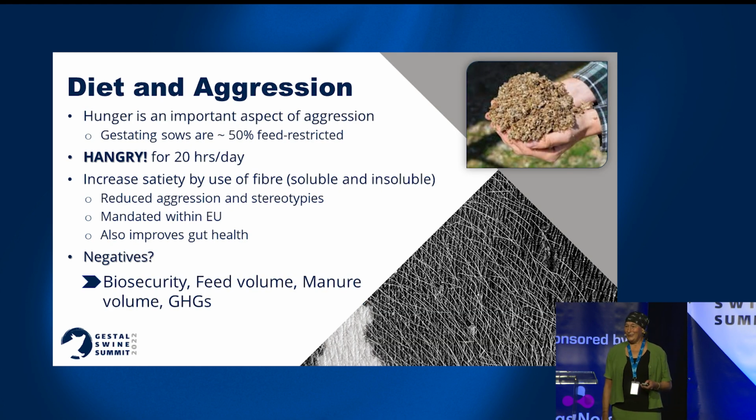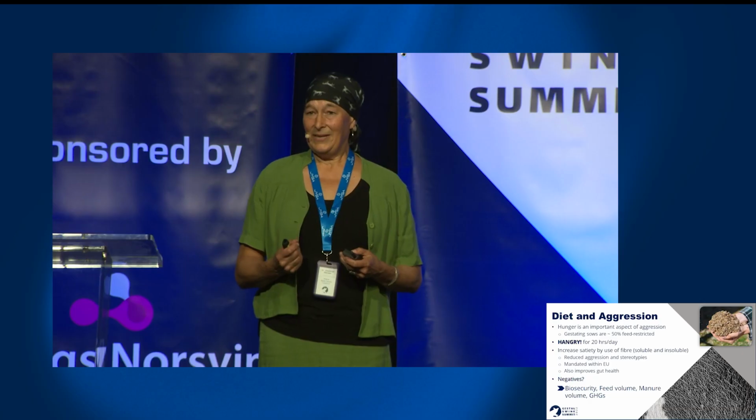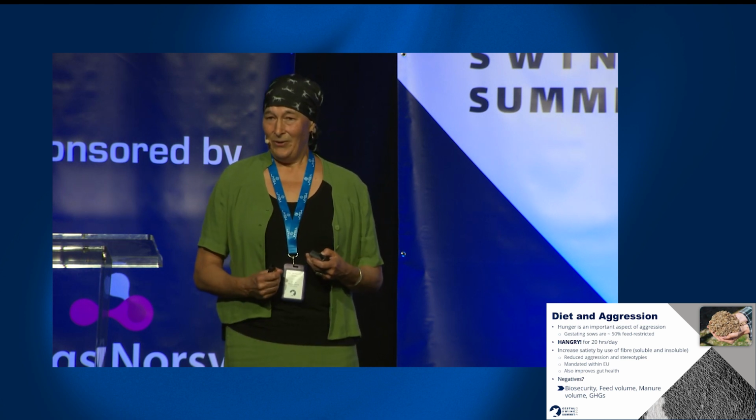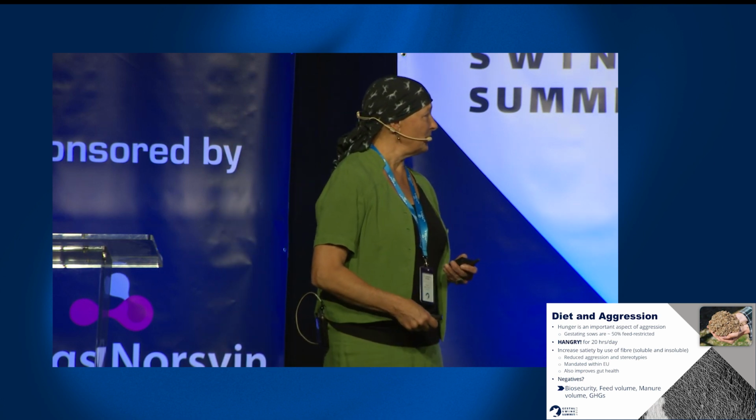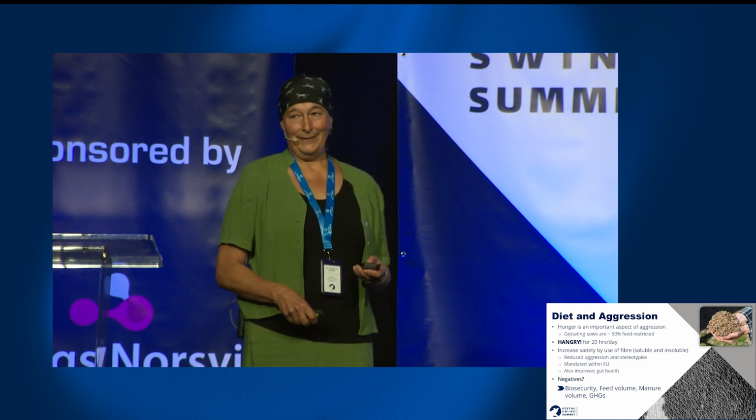I only have one slide on nutrition here, and luckily it's fairly general, but the idea is that aggression is related to satiety, and so I'm really pumped that nutrition is looking at fiber, and I really think this is a big solution for the problem we've got. We estimate now that sows are generally 50% feed restricted. They would like to eat 50% more than what we're feeding them, right? Ulcers are a big problem. Stomach torsion is still an issue. The word is hangry, they're hangry for a large part of the day.